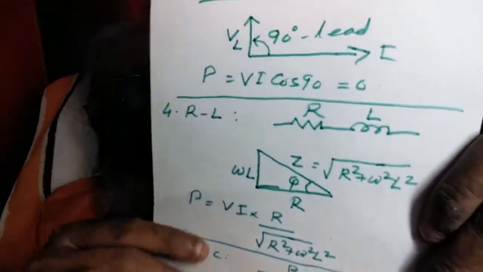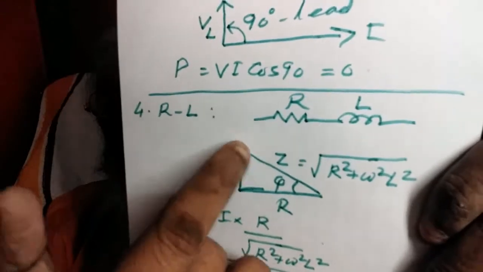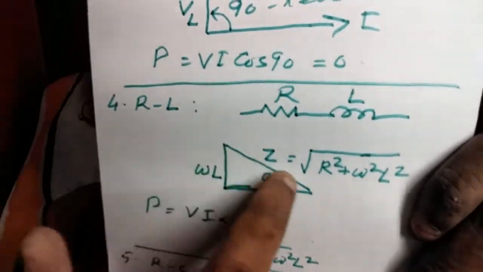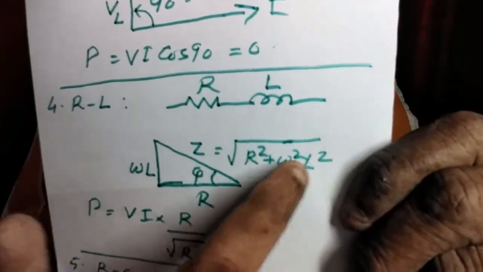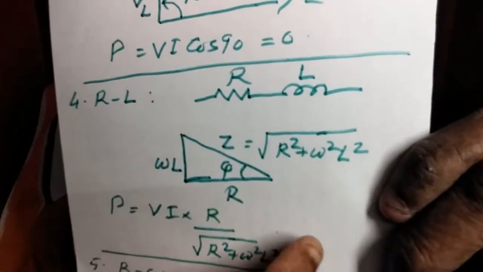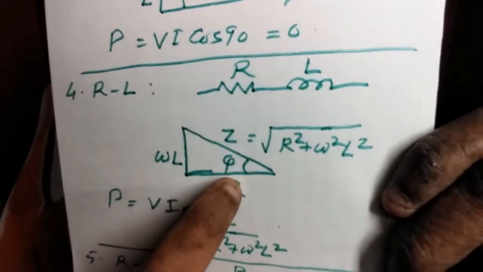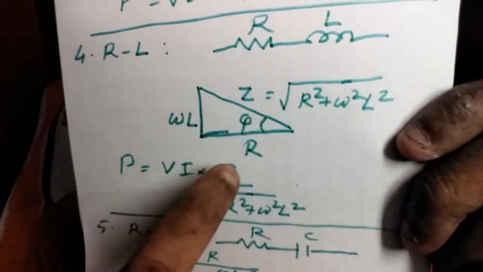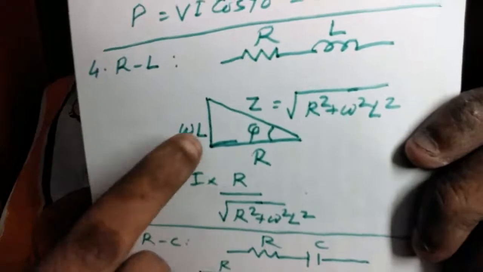And next is combination of resistance and inductance. Just remember the impedance triangle. Base of the right angle triangle is R, altitude is omega L, hypotenuse is Z, Z equals square root of R square plus omega square L square. Now power P equals VI cos phi. Here cos phi you can find from this triangle. Cos phi is adjacent side by hypotenuse, R by Z, or power P equals VI R by root of R square plus omega square L square. So there is a power consumption, not zero.